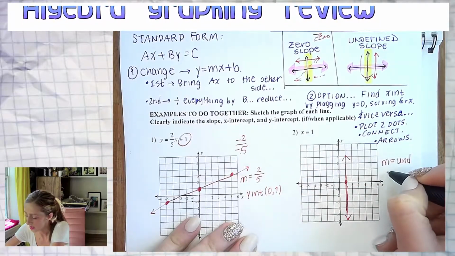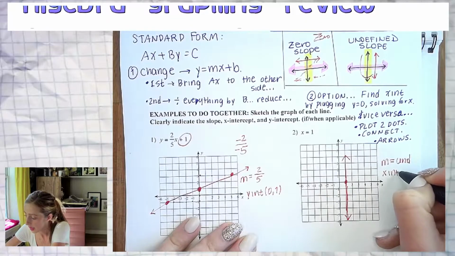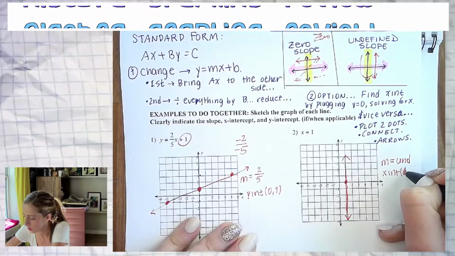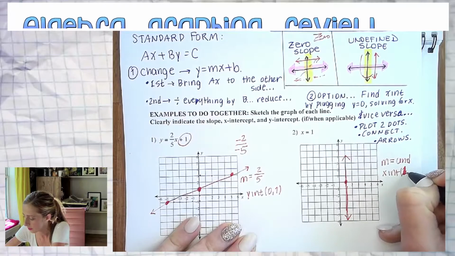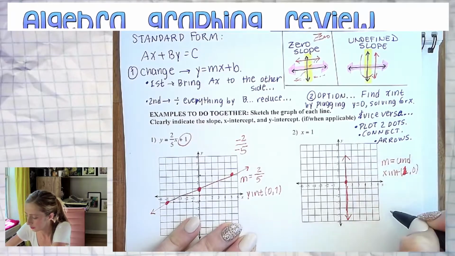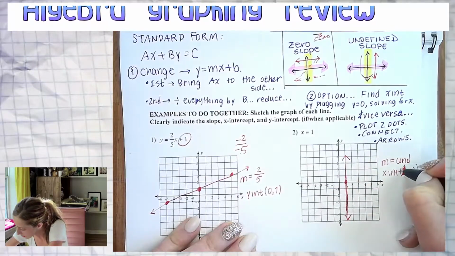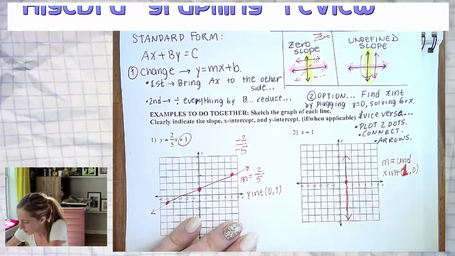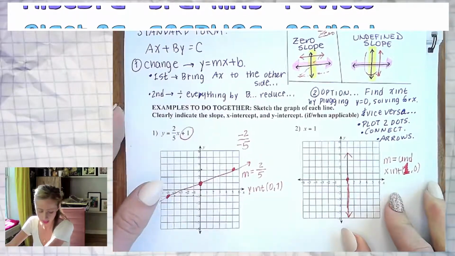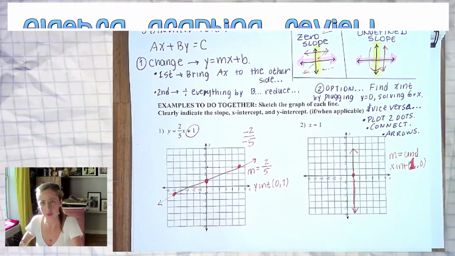Indicate your slope. If it's a vertical line, the slope is undefined. Next, x-intercept. My x-intercept is going to be 1, comma 0. And my y-intercept, I don't have one. That's a 1, by the way. It's a little smudgy. Sorry about that. And that's the end of example 2.